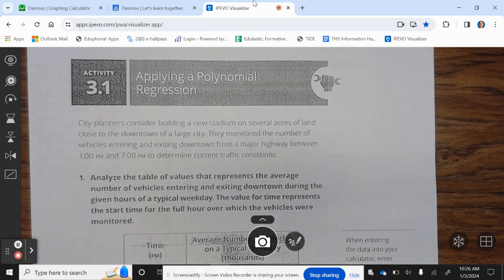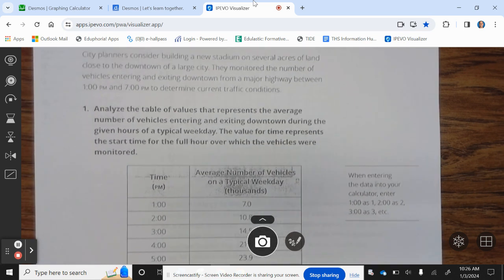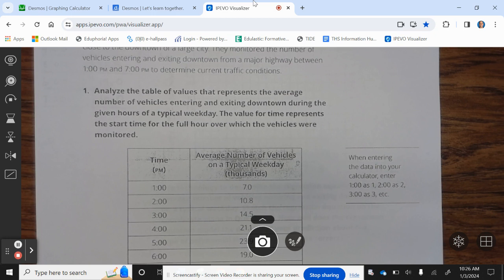Activity 3.1, applying a polynomial regression. City planners consider building a new stadium on several acres of land close to the downtown of a large city. They monitored the number of vehicles entering and exiting downtown from a major highway between 1 p.m. and 7 p.m. to determine current traffic conditions. 1. Analyze the table of values that represents the average number of vehicles entering and exiting downtown during the given hours of a typical workday. The value of time represents the start time for the full hour over which the vehicles were monitored.